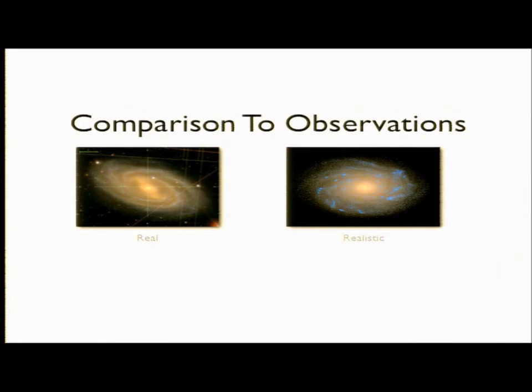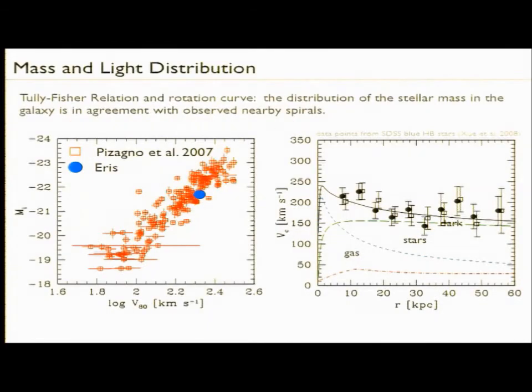And so let's compare it to observations. As I said, we do several tests. The first one, of course, is the Tully-Fisher relationship. This is the V80, the velocity at the radius at which you have enclosed 80% of the light. And this is the I-band magnitude, and this point is calculated using Sunrise for the simulation.